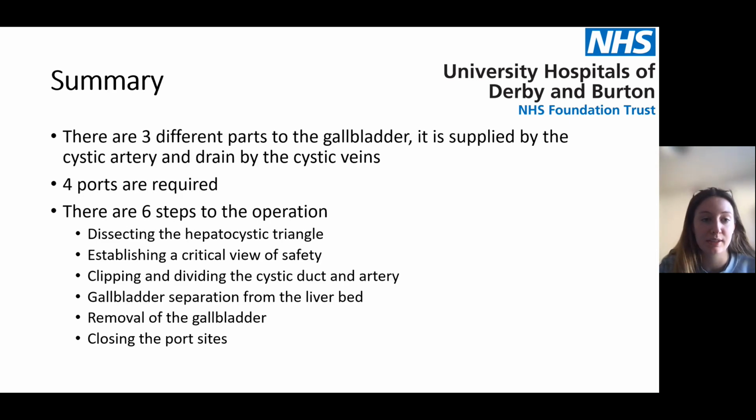So just to summarize quickly, there are 3 different parts of the gallbladder, and it's supplied by the cystic artery and it's drained by the cystic veins. 4 ports are required, one of them being the big one that you can take the gallbladder out of. There are 6 steps to the operation that are listed here. I'm not going to go through them again.